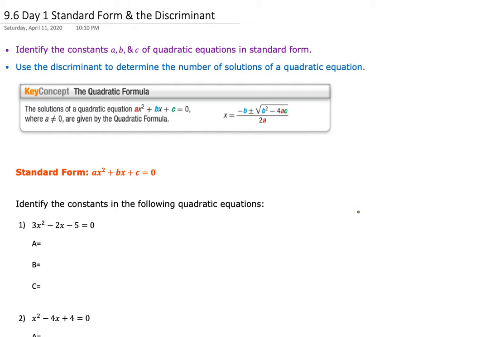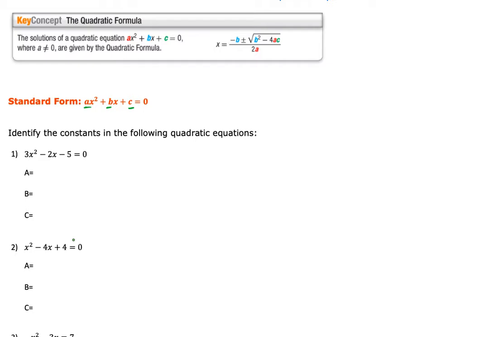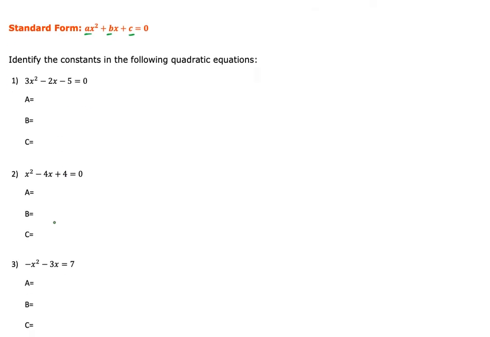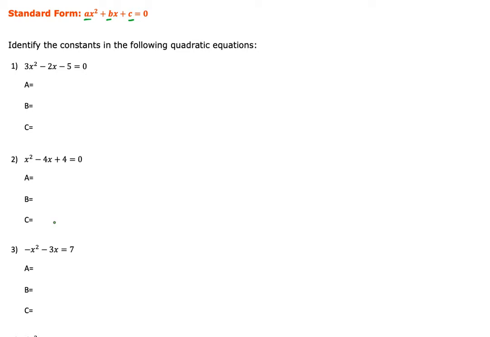So we talked about standard form being ax squared plus bx plus c, and set that equal to 0. So your constants are your a, your b, and your c. And what you're going to do is you're going to pick those out. And that is the very first step in all of this. Well, the first step is to put it in standard form, and then it's to pick out your a, b, and c. So I'm going to go through this. If you want to at any time pause it and do it yourself and then play and see if you got the right answers, that'd be awesome.